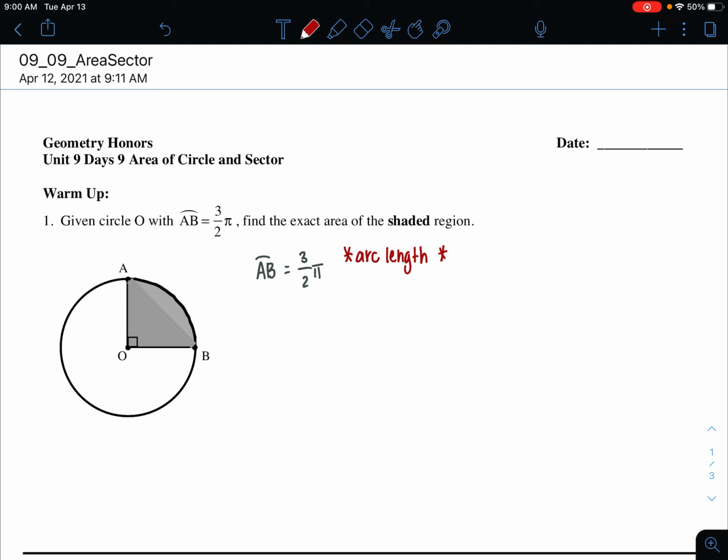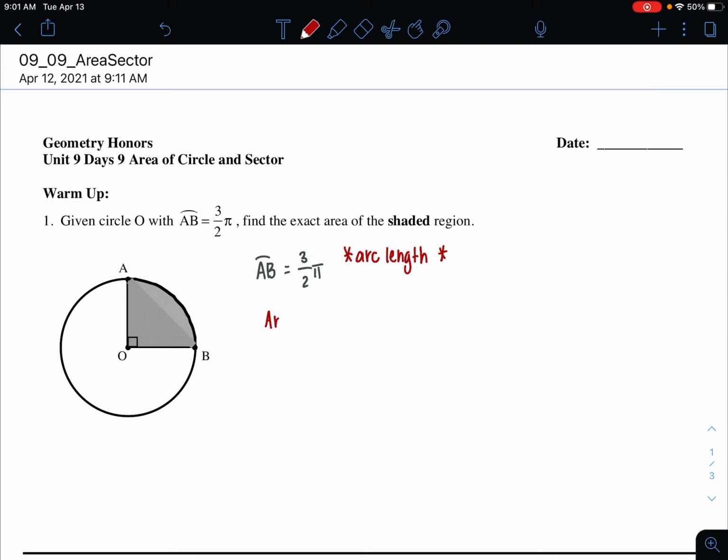Well, is there an equation or formula that deals with arc length that also involves radius? So take a moment and think about that. Pause the video, and I want you to try the warm-up. Okay, hopefully you were able to successfully complete the warm-up. So let's go ahead and continue on.